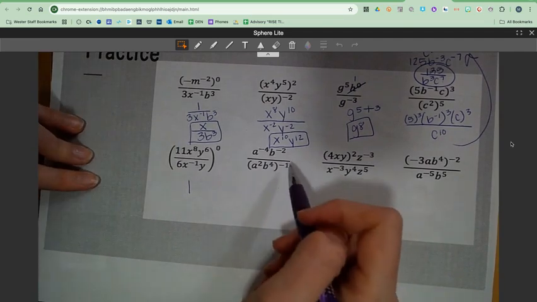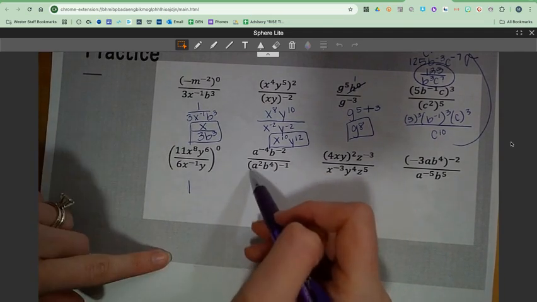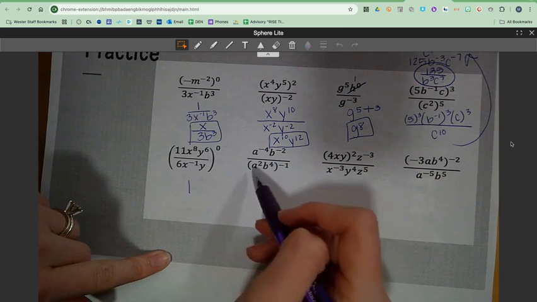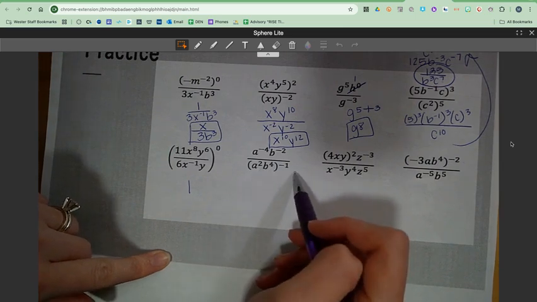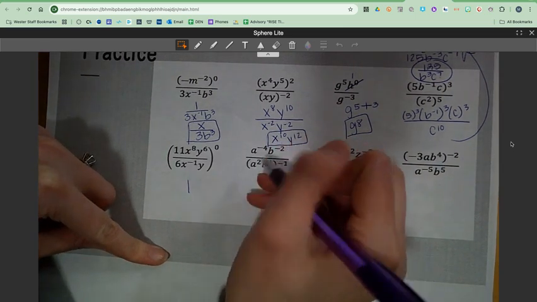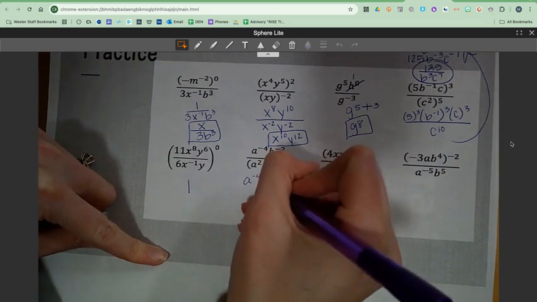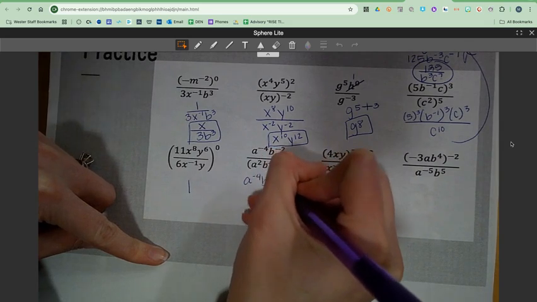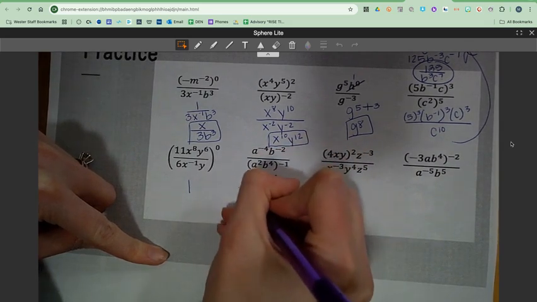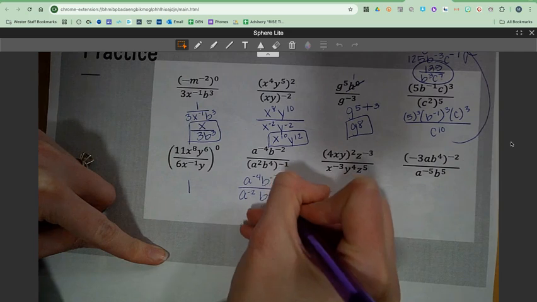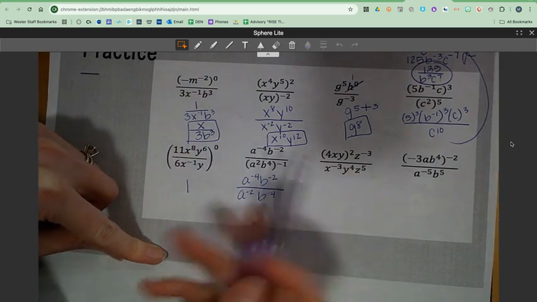All right, I'm going to distribute our power to a power. An exponent raised to another exponent, we're going to multiply them. 2 times negative 1 is negative 2. And then we have 4 times negative 1 is negative 4. So I'm going to rewrite the whole problem. A to the negative 4th, b to the negative 2, and this becomes a to the negative 2, b to the negative 4th. Again, we're going to deal with division first.